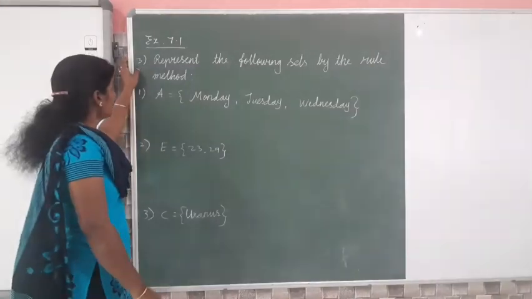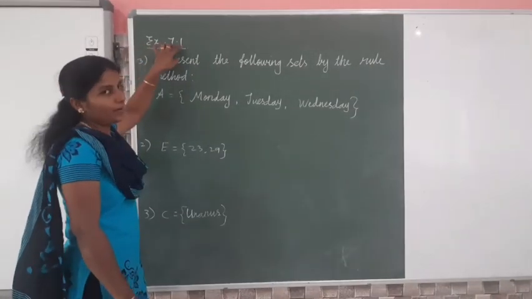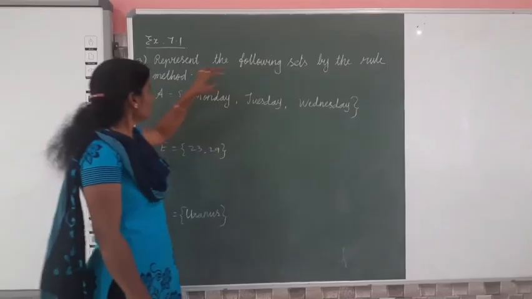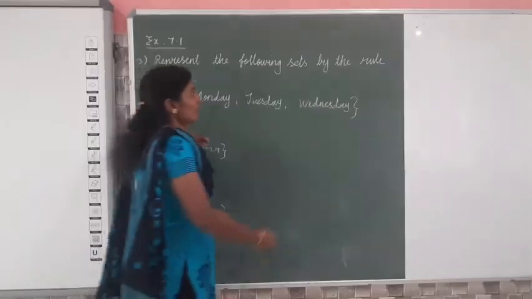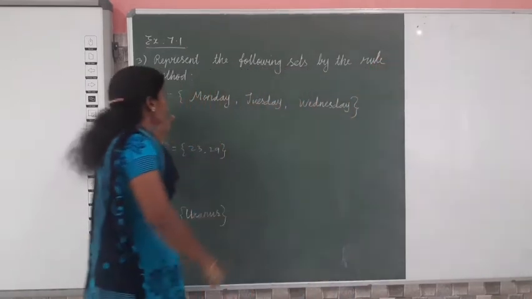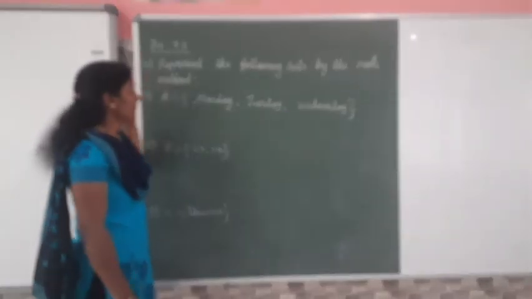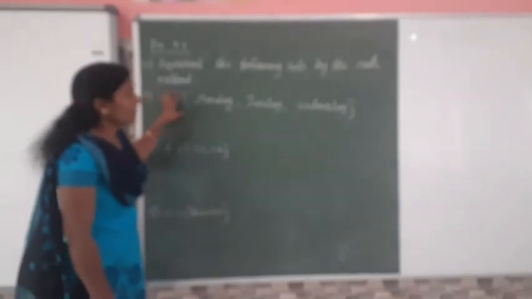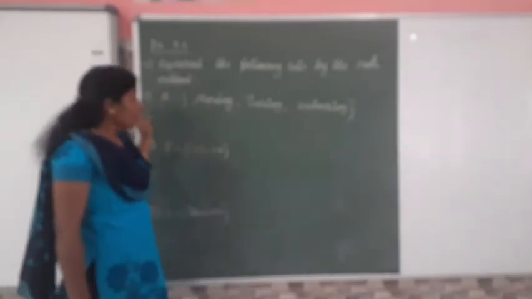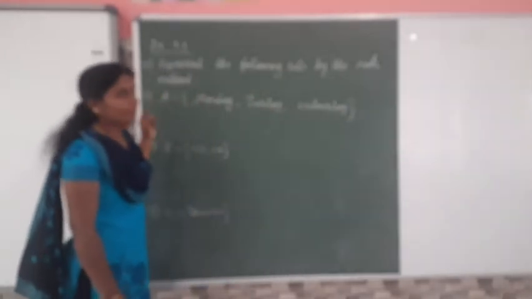Clear? Now next one. The exercise 7.1 third question. Represent the following sets by rule method. Rule method or set builder method. Isn't it? They are given in listing method. Isn't it? They are listed all elements. Now we want to write in rule method.